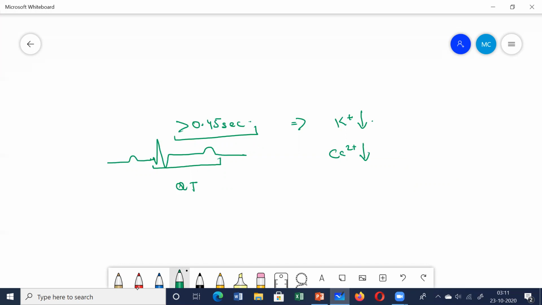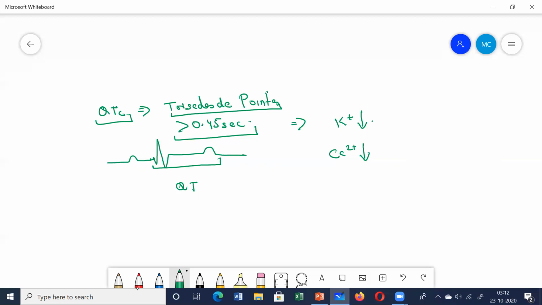And remember this prolonged QT interval. As I told you just now, we usually use the word QTc interval. A prolonged QTc interval can produce Torsades de Pointes, which was also discussed. Torsades de Pointes is a polymorphic ventricular tachycardia, and it can precipitate sudden cardiac death.